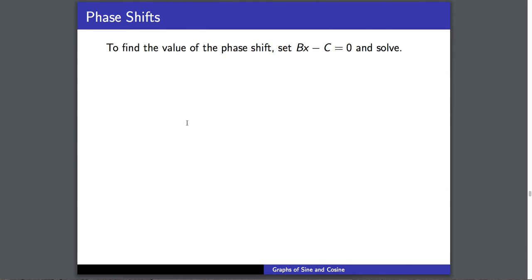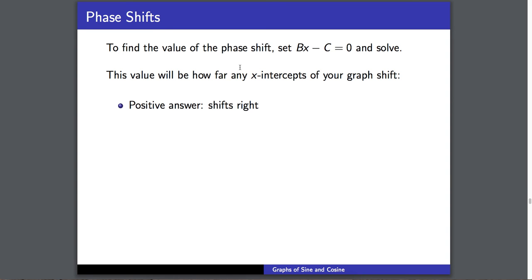So to find the value of a phase shift, just set what you're taking the sine or cosine of equal to 0 and solve. If it's bx minus c, set it equal to 0 and solve it. If it's bx plus c, do the same. The value that you get when you solve for x in this equation is how far any x-intercepts of your graph are going to shift. Positive answers shift those x-intercepts to the right, and negative answers are going to shift the x-intercepts to the left.